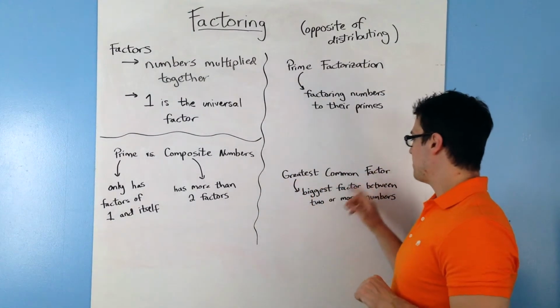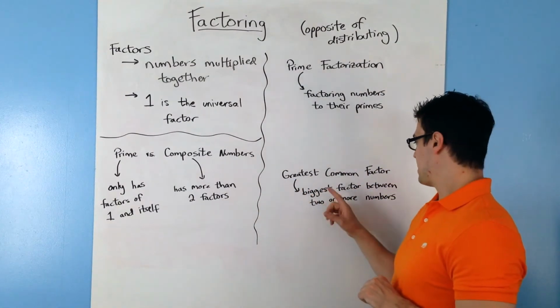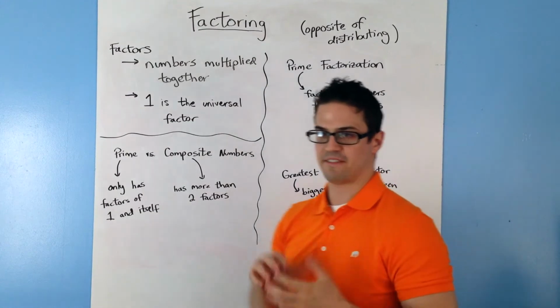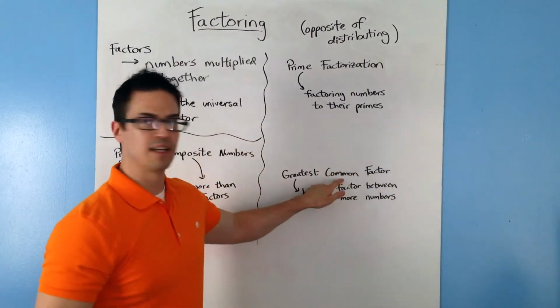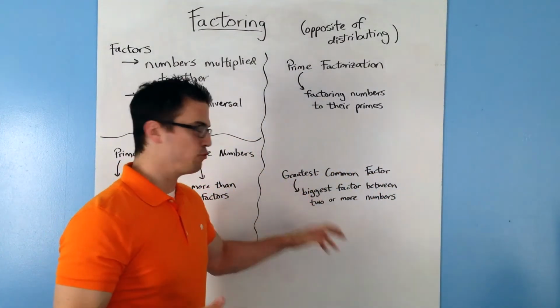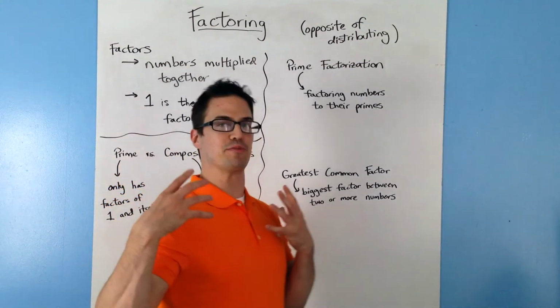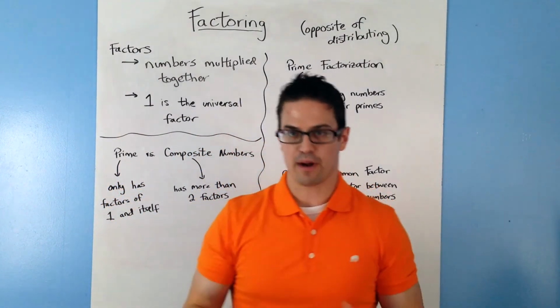Next we have greatest common factor, and what this basically is, just as it says, the biggest factor between 2 or more numbers. So it's the factor that is common and is the biggest between 2 or more numbers. And in the next video I'm going to show you some examples of how to find the greatest common factor.